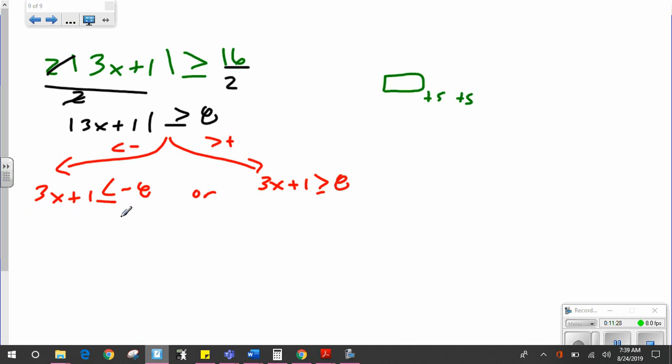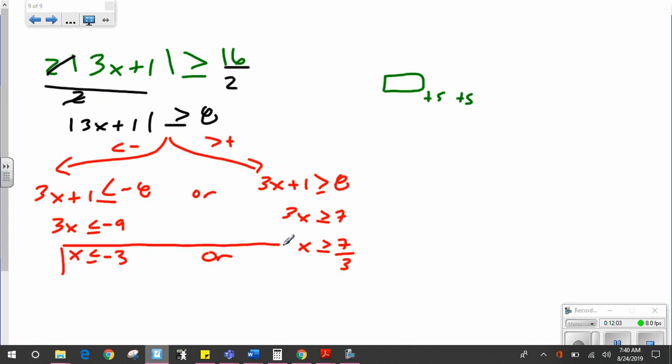I would first subtract 1 from both sides, which gives me 3x is less than or equal to negative 9. Then divide by 3, so x is less than or equal to negative 3. On the right inequality, subtract 1, you're left with 3x is greater than or equal to 7. Then divide by 3, x is greater than or equal to 7/3. So x is less than or equal to negative 3, or x is greater than or equal to 7/3.